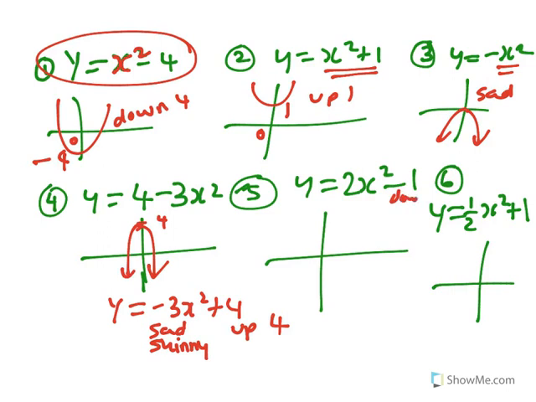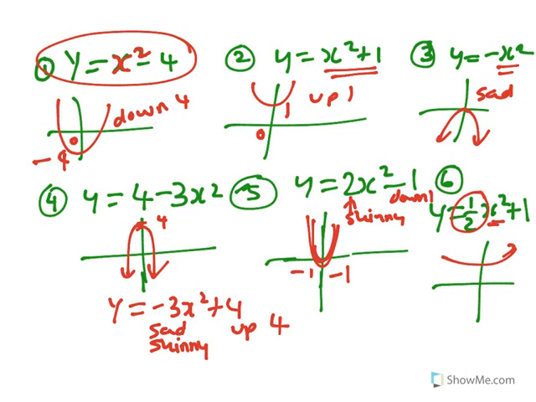This one here, you go down to 1, skinny, and it is happy. So it's probably a bit skinnier than that. So it would be like this, going through -1. This one here would be a wider parabola, and up 1, it goes through 1 and it's wider.